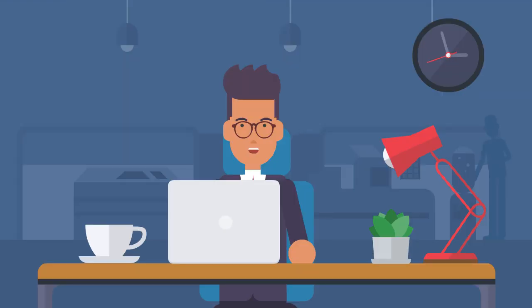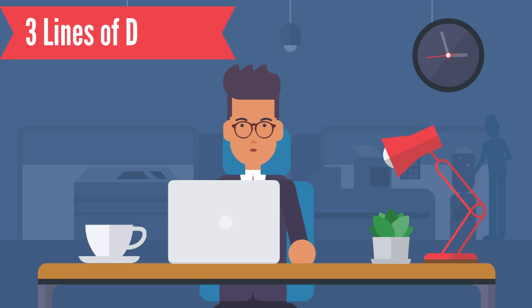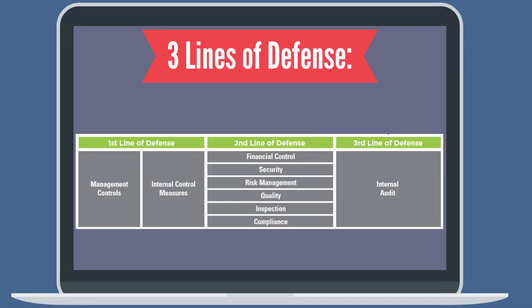Within the COSO framework previously mentioned, a 3 lines of defense model is used. Take a look at my screen and I'll show you. The 3 lines of defense model is shown here. The first line of defense is shown off to the left and includes management controls and internal control measures. This would include AgCountry employees operating controls as part of their everyday jobs.